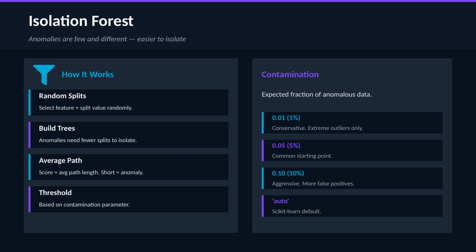Isolation forest is the go-to algorithm for anomaly detection. The key insight is that anomalies are few and different, so they're easier to isolate. The algorithm builds random trees. At each node, it picks a random feature and a random split value. Anomalies need fewer splits to get isolated, so they have shorter path lengths. The anomaly score is the average path length across all trees. Short paths mean anomaly. The contamination parameter tells the algorithm what fraction of your data is anomalous. 0.01 for conservative. 0.05 as a common starting point, 0.10 for aggressive detection. Scikit-Learn also has an auto option.